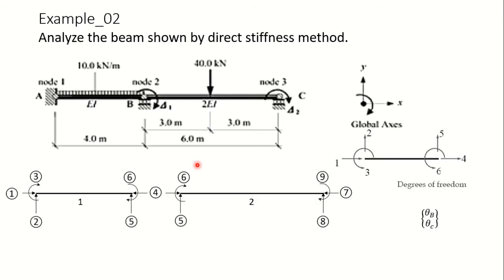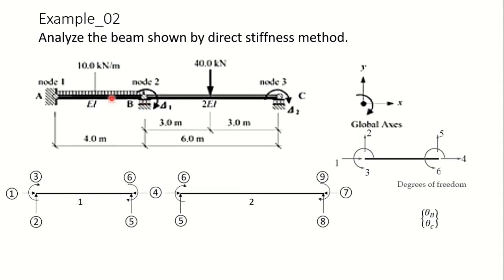So this is a problem on analysis of beam. We'll analyze this beam by direct stiffness method. So this is a beam that has been given here, a two span continuous beam. At end A it is fixed, and the supports at B and C are hinged over here.